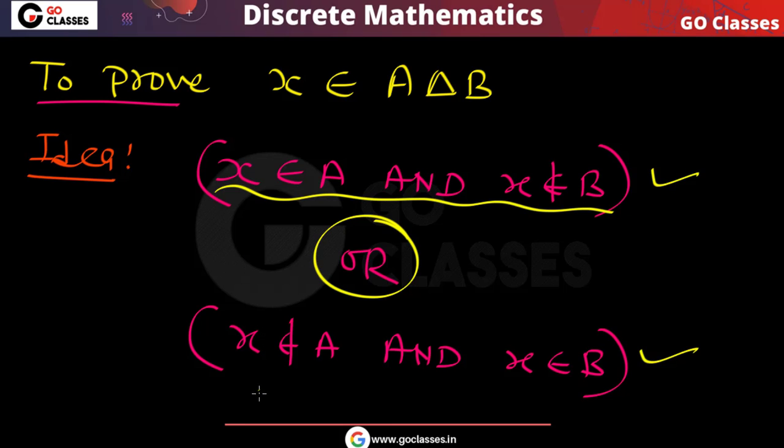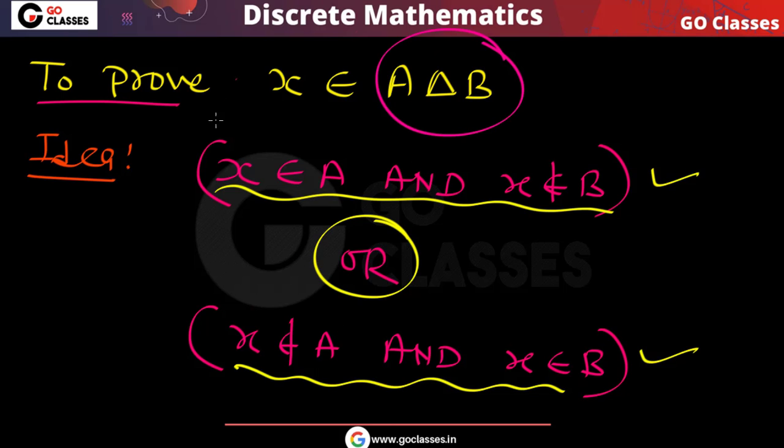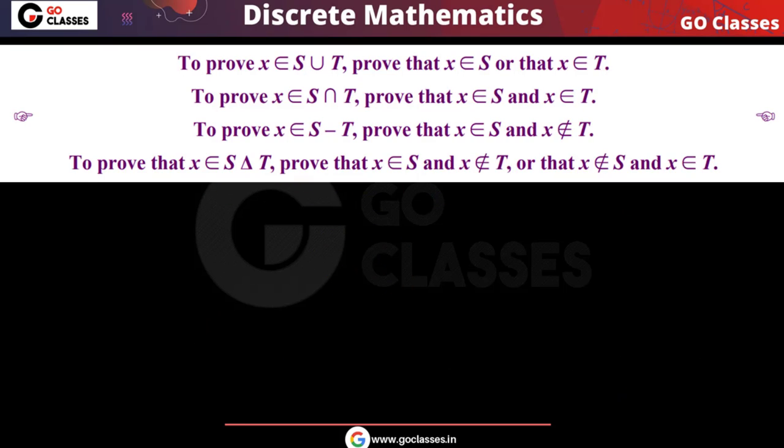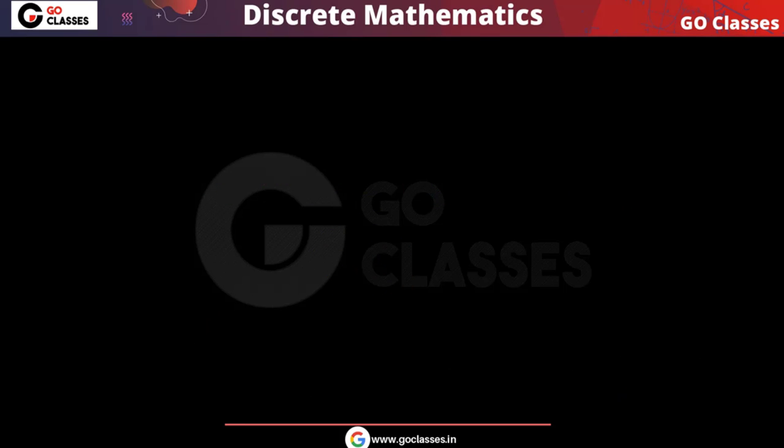Okay, so either you do this one or you do this one. So this is the idea. If you want to prove that x belongs to the symmetric difference of A, B, that means x is in exactly one of these sets. x cannot be in both of them. x should be in exactly one of them. Either x is only in A or x is only in B. So this is what you have to do if you want to prove these things.